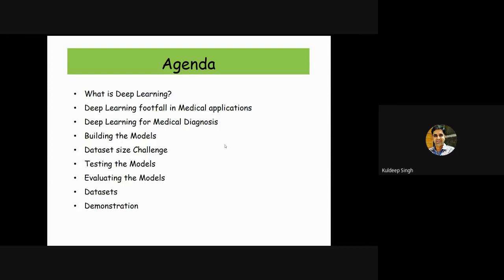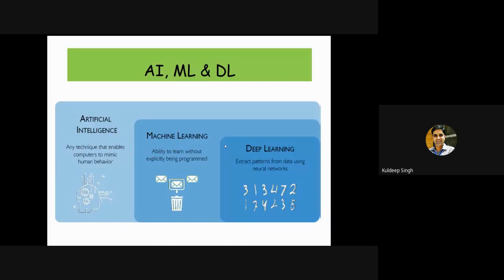So before diving into the application domain, I'll talk about these three terms, AI, ML, and DL. And I'm sure with participating in this FDP or this short-term course, you must be able to differentiate between these three terms. These three terms are used interchangeably these days. And in our daily life, we frequently use these three terms. But there is a clear boundary between these.